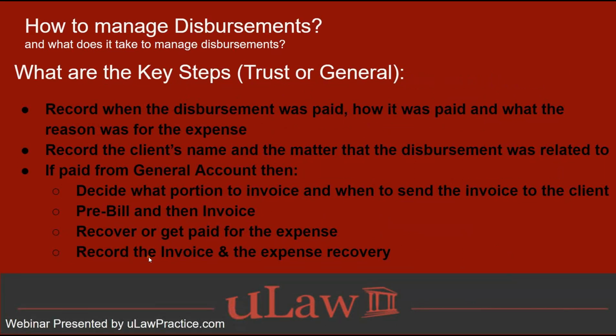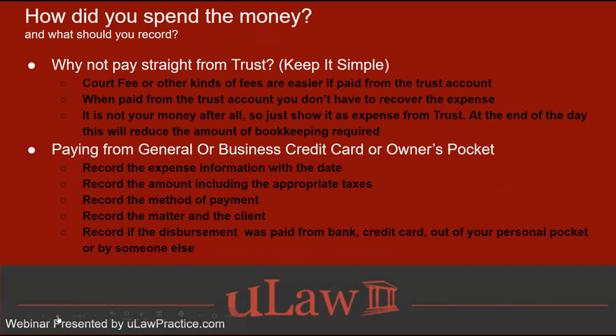And the important characteristics of these disbursements, the top 5 questions that you do have to record: the when, how, what was the reason, how much was the amount, who was it for, and what was it for in terms of the client matter. 5 questions, 5 important characteristics that define that disbursement better. And when it further comes down to how you spent it within your legal firm, the options that you currently have.